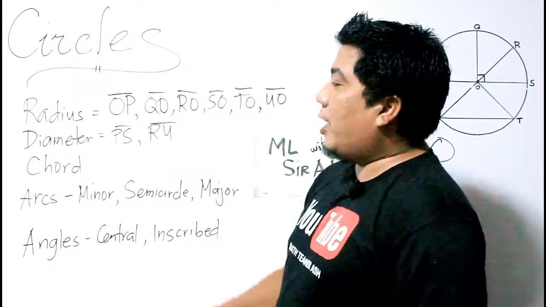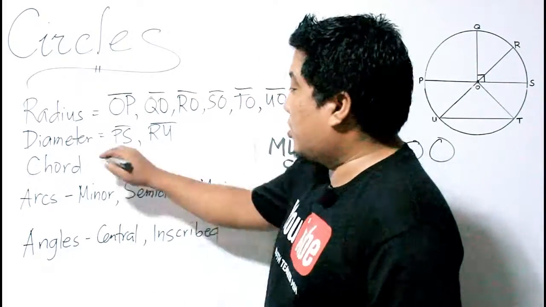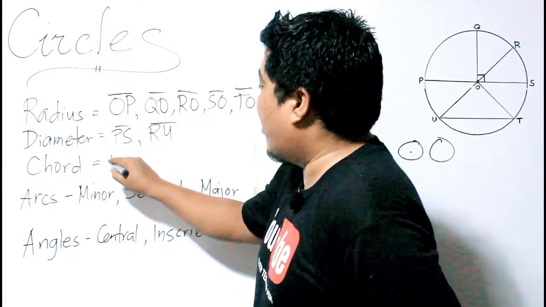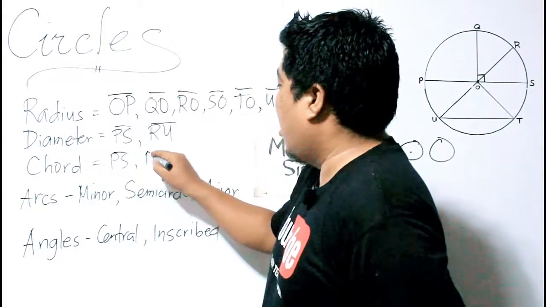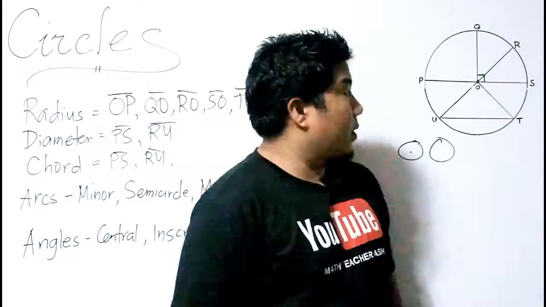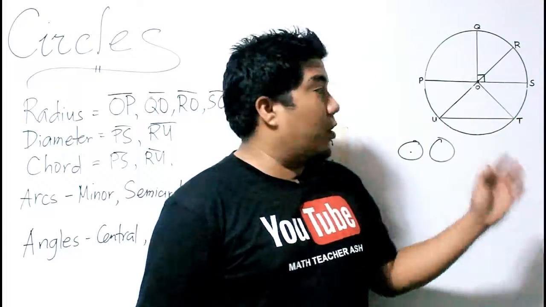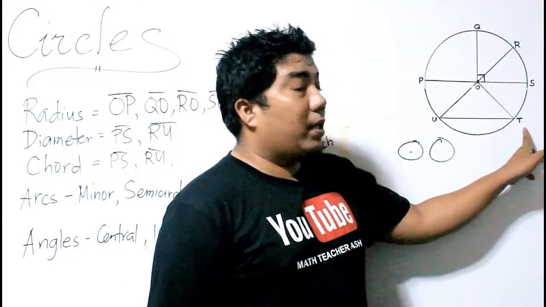Okay, so how do we name them? First and foremost, the diameter is already a chord. So, we can have PS and RU. Same goes if we need to find more chords in this given figure, we have the line segment UT.